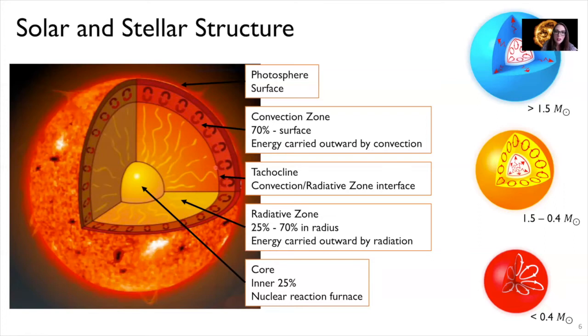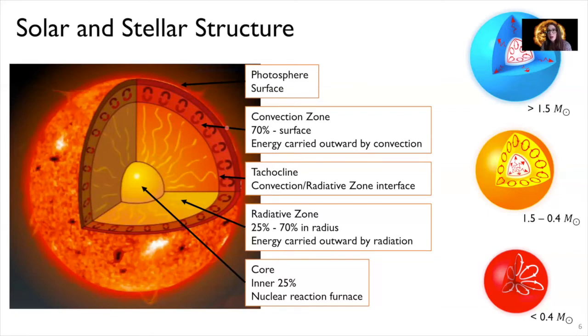And then we have a region called the tachocline, which is the interface between the convection zone and the radiative zone of the sun. And then the surface of the sun is what we call the photosphere. Now, it's not a surface that you can stand on, it's still a gas, but that's what we define as the edge of the sun: the photosphere.